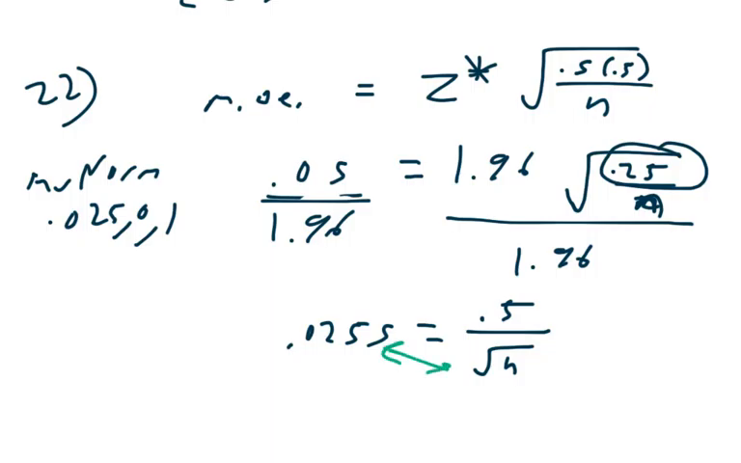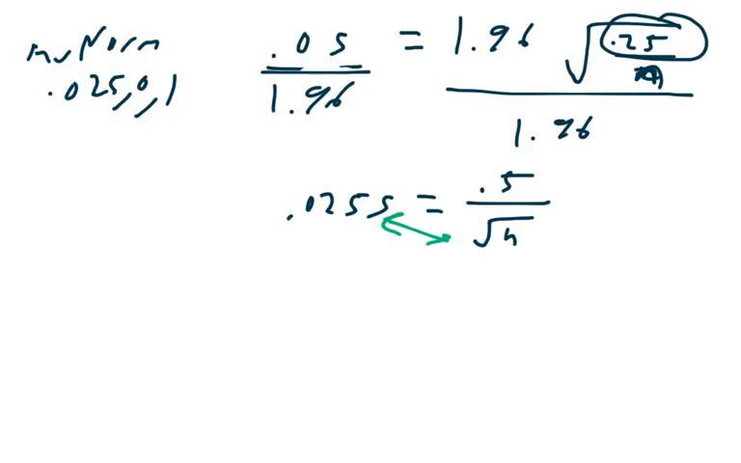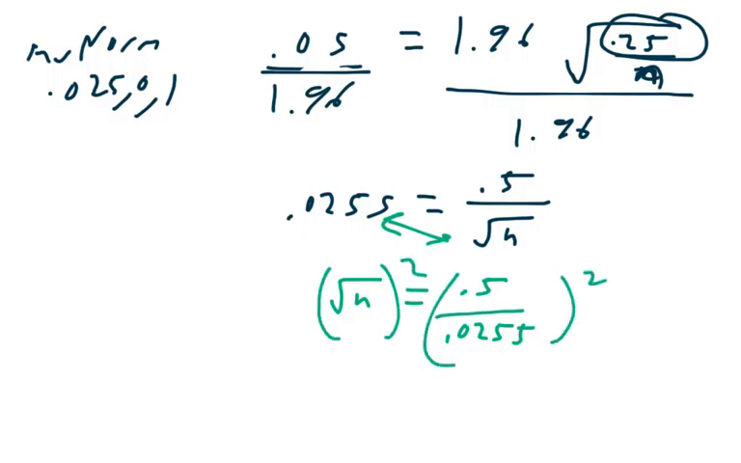If I multiply by the square root of n and then divide by 0.0255, I get the square root of n is equal to 0.5 over 0.0255, and I'm just going to keep the number in my calculator, and then I'm going to square both sides. So 0.5 divided by my answer, and then squared, n equaled 384.16, which I then round up to be 385.